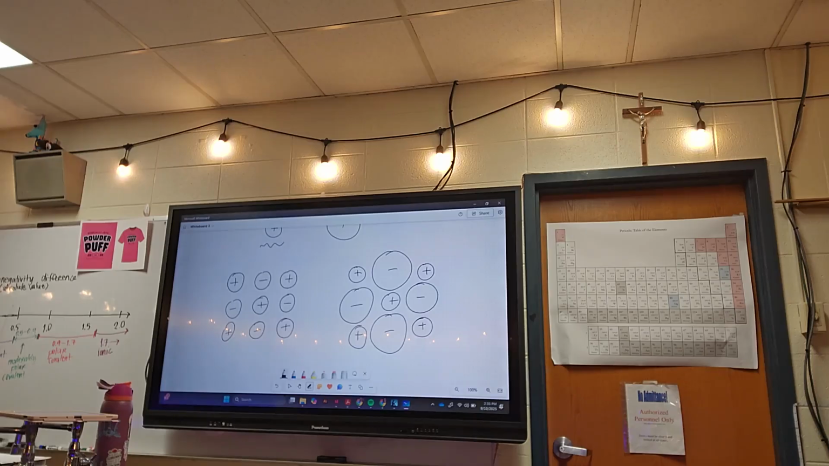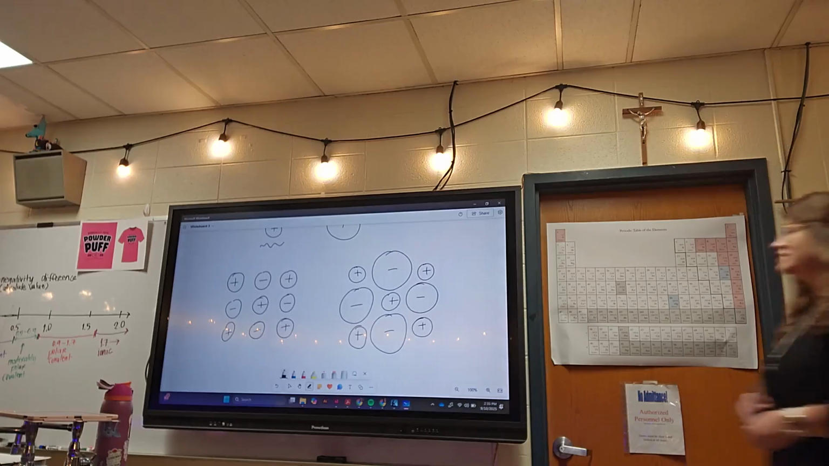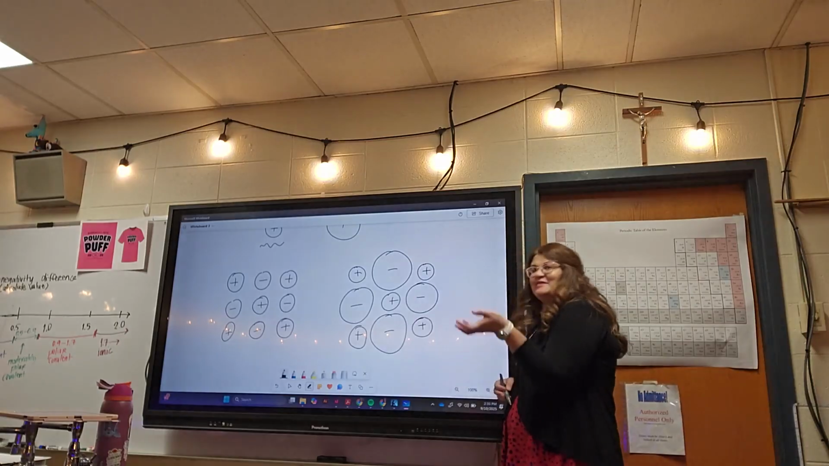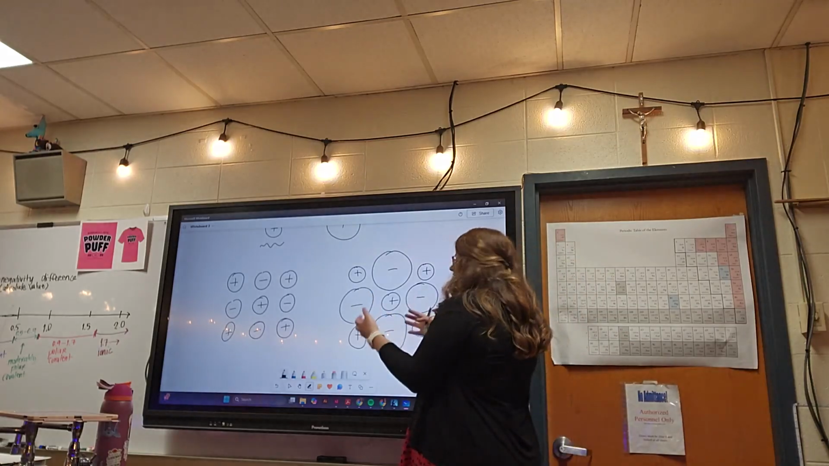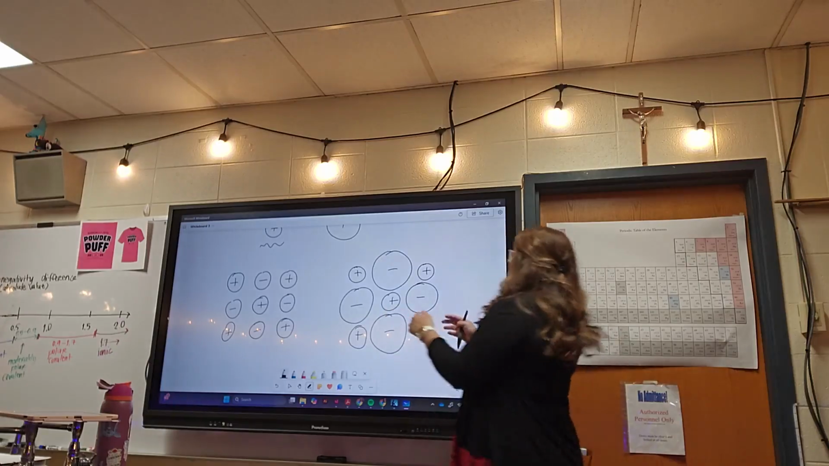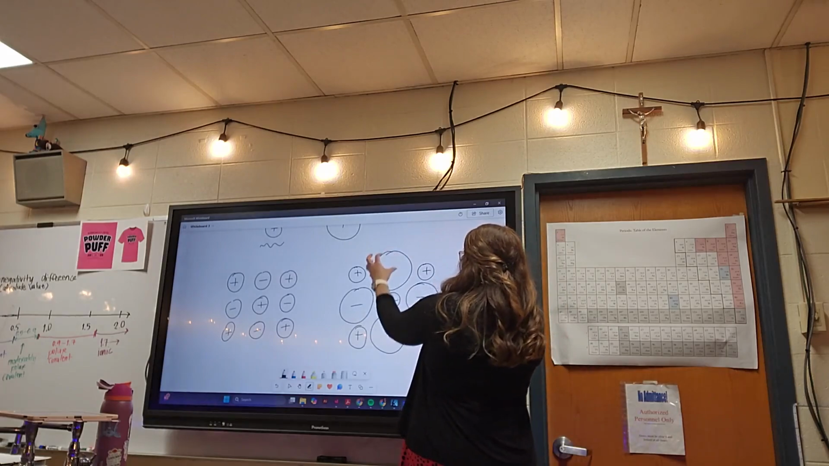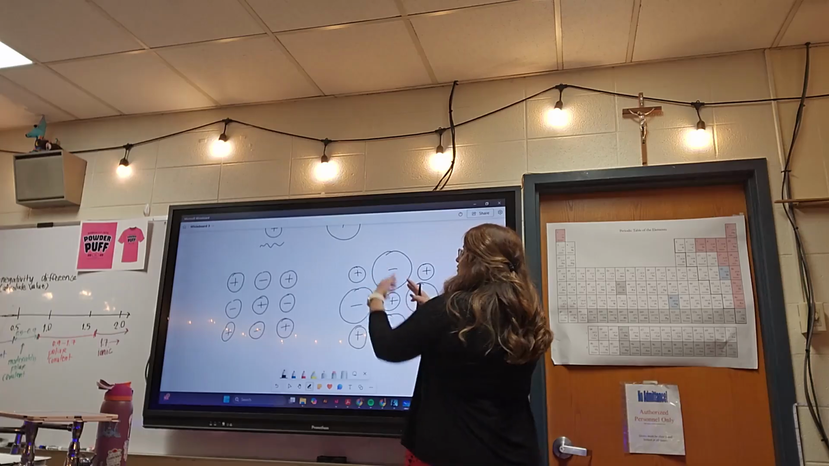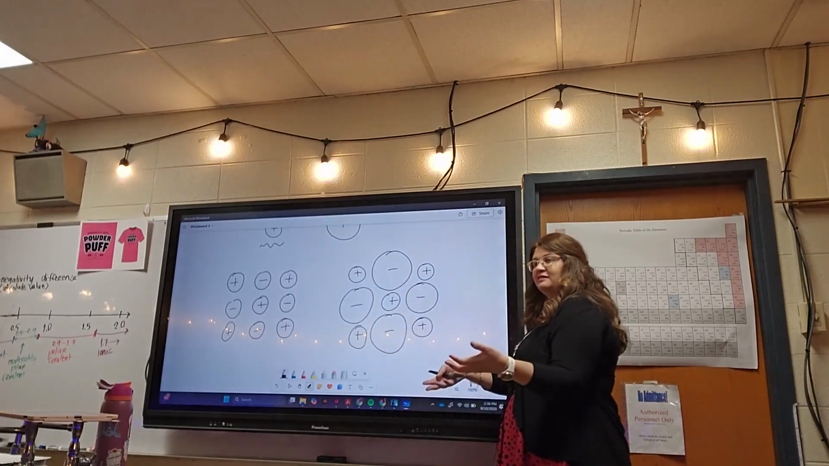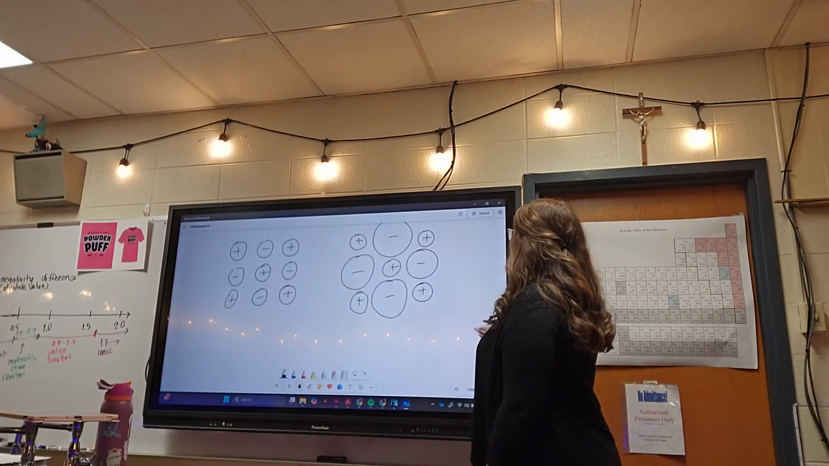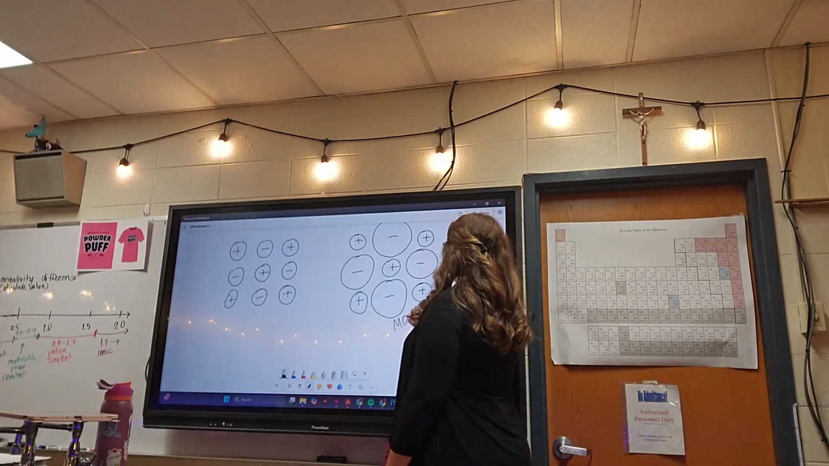Who votes for left? Who votes for right? The denser one is the one on the right. Why? Because these ones are so much bigger. I tried my best to make it spatially accurate, but we know I'm spatially deficient. Because these negative ions are so big, they take up more space, which means they're going to be more dense. So this one is more dense.